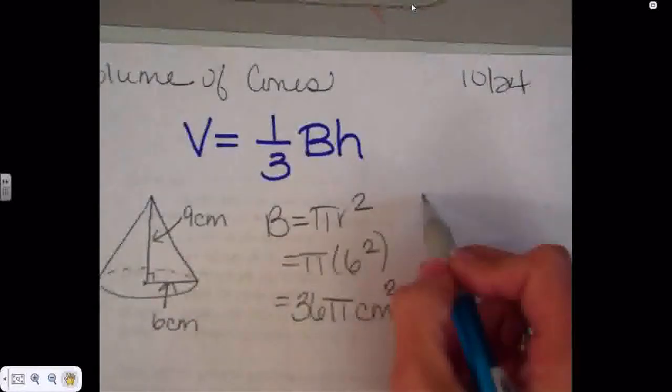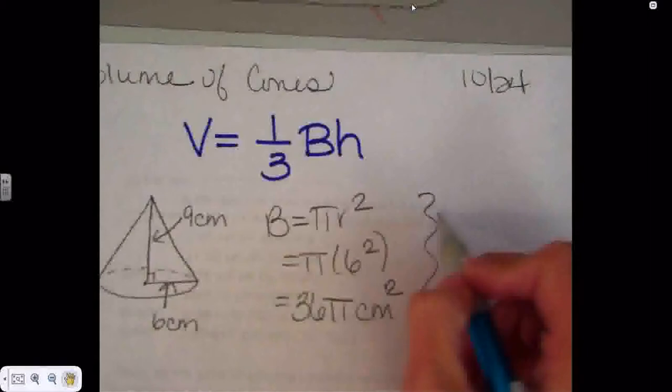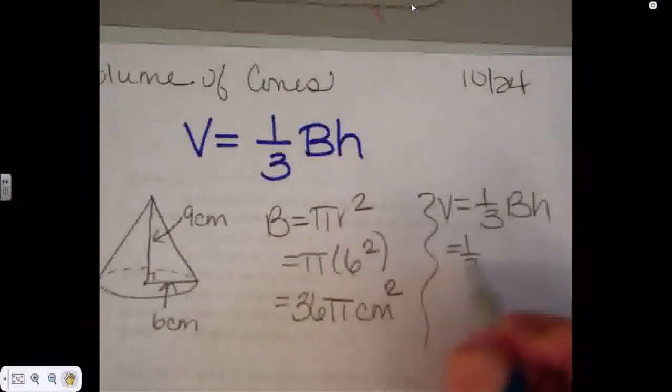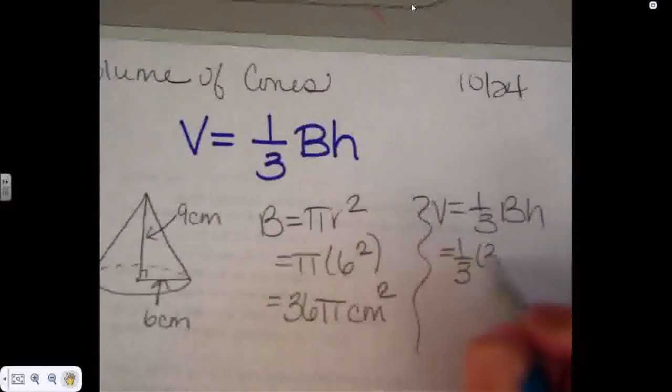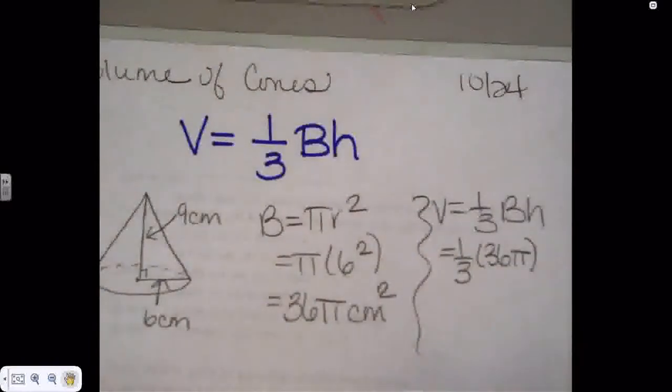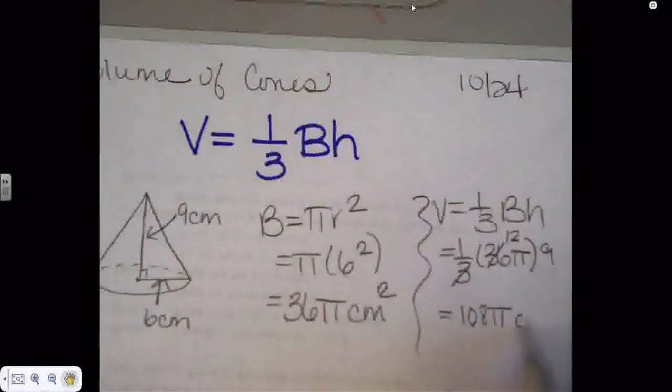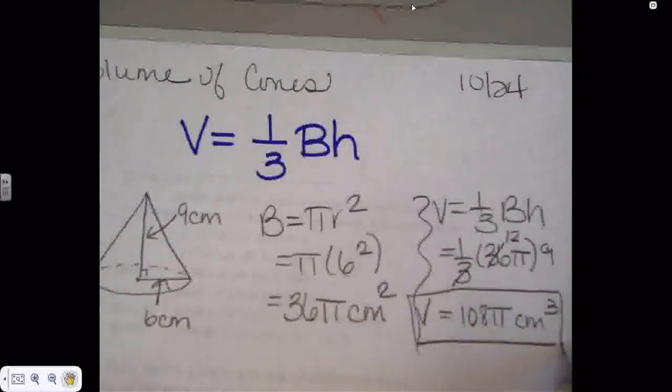Now I'm going to plug it in to my formula. So it's 1/3, the area of the base is 36 pi, the height of the object is 9. Simplify before you multiply. 3 goes into 36 12 times. 12 times 9 now is 108 pi centimeters cubed. And that is the volume of that cone.